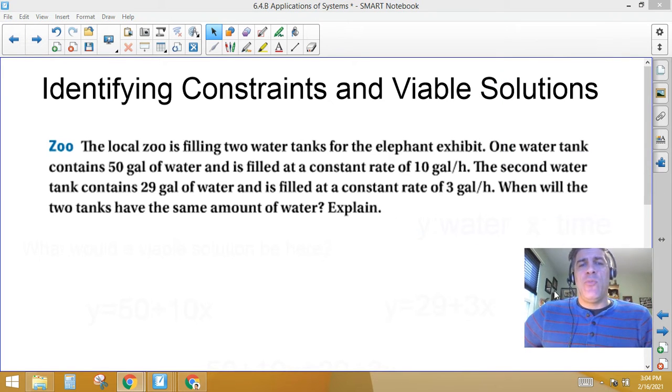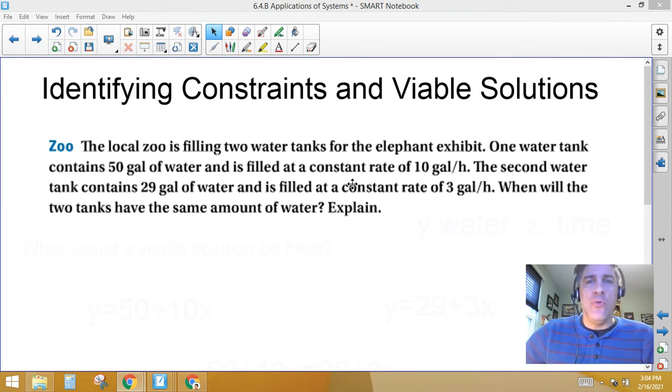So let's actually go through a problem with this. A local zoo is filling up water tanks for elephants. The first tank has 50 gallons in it already, and it's filling up at 10 gallons per hour. The second tank has 29 gallons, and that one's filling up at 3 gallons per hour. When will the two tanks have the same amount of water? Explain. Your explanation should be your work. If you want to explain it in sentences and paragraphs, more power to you, but this is math class.